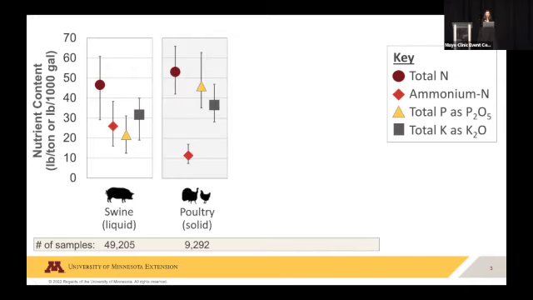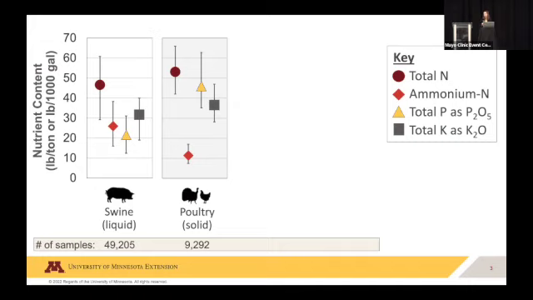So it's a pretty good average of what kind of nitrogen and phosphorus and potassium values you can expect in swine manure, in this case, in Minnesota. So the y-axis shows us the different nutrient contents in pounds per ton if it's a solid manure, or pounds per 1,000 gallons if it's a liquid manure. And then I have different types of manure here. At the bottom, you'll see the number of samples that this represents. So this first one is 49,000 samples.